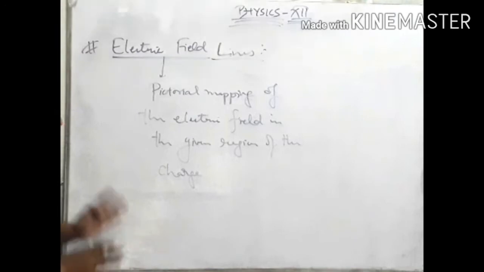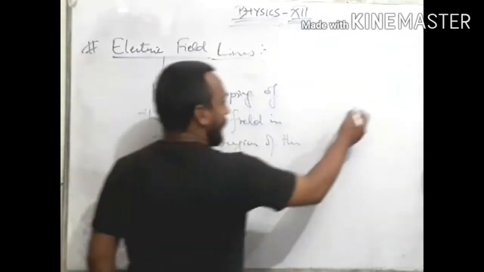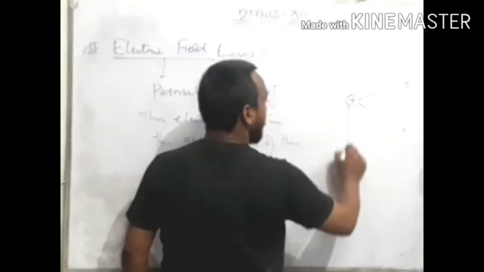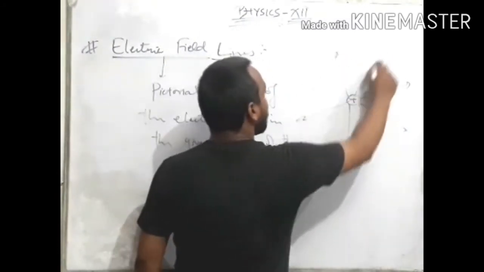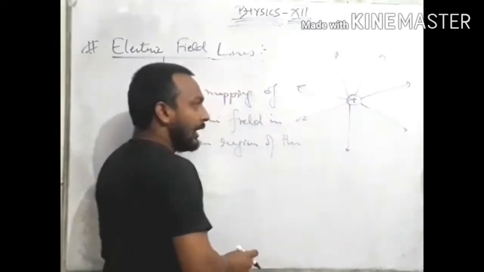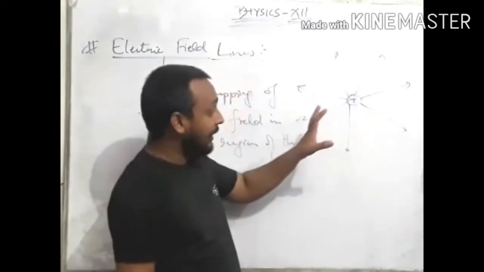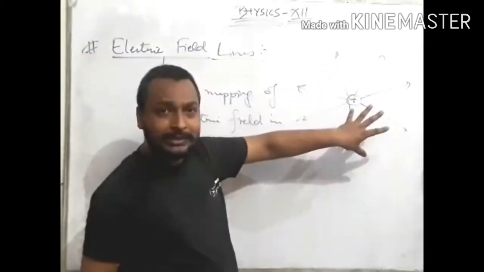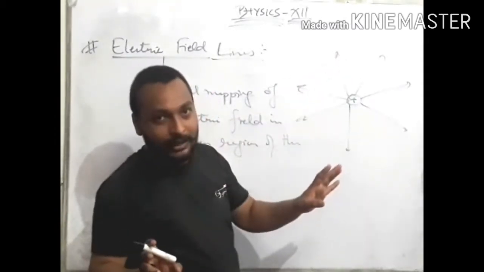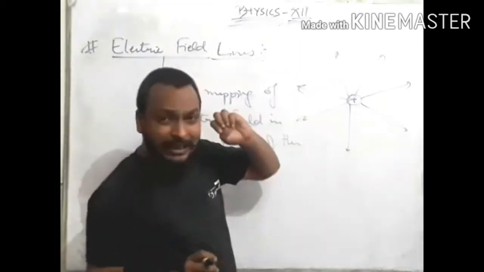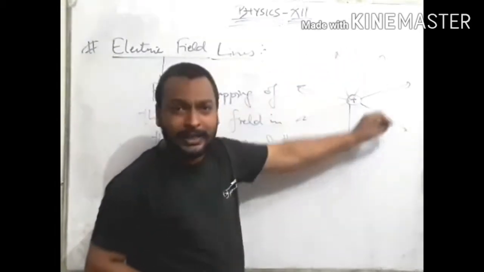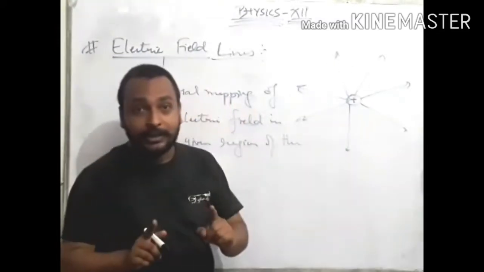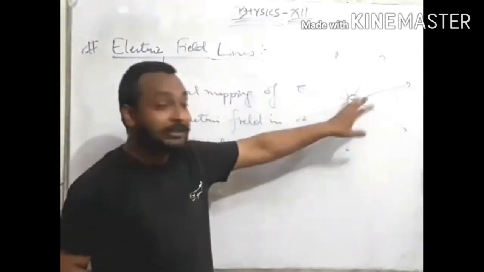Is that clear? Suppose here we have a positive charge and we are drawing these lines. What does it give? It just gives a pictorial mapping. But one thing must be clear: the number of lines is not the important thing here. Anyone can draw an infinite number of lines from any given point in the vicinity of the given charge. The number of lines never matters, but the density of the lines matters.